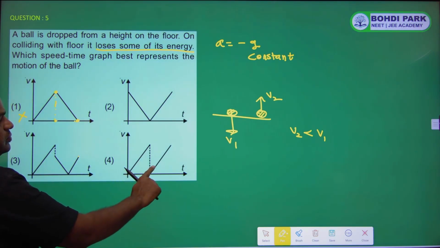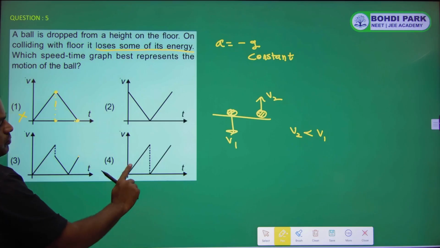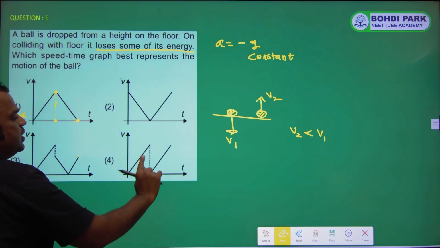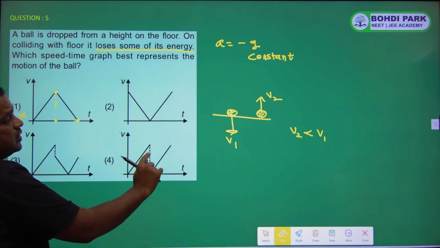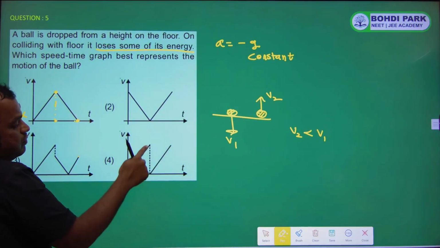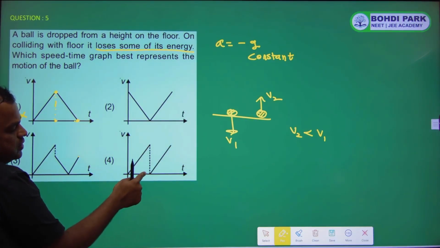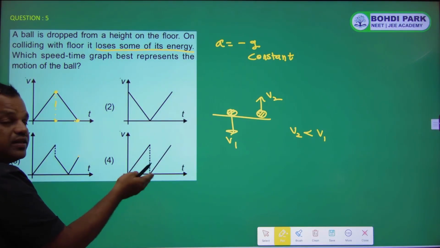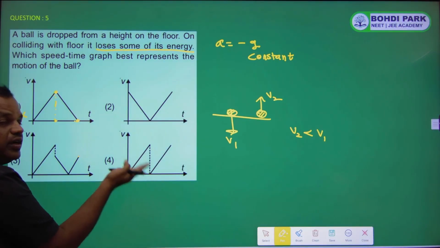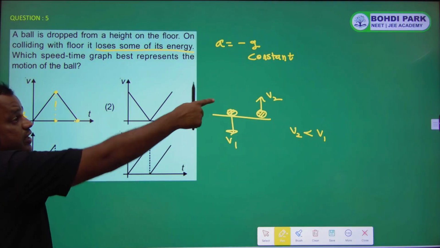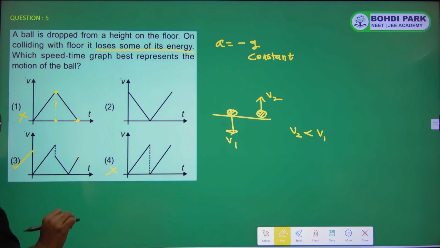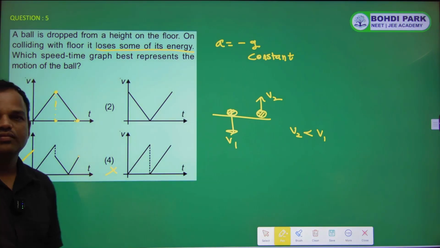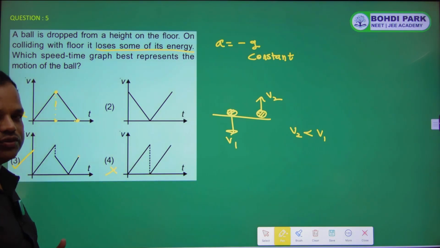Now fourth option, when it is hitting the ground, just after that the speed is v2, but here according to this option just after hitting the ground the speed is 0, so that is wrong. The speed of rebound is not 0, it is v2, so fourth is wrong and third is correct. So finished. Now next question.